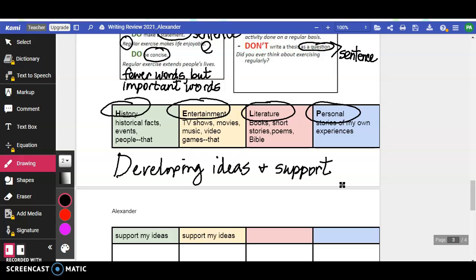Now, if you do not readily remember a historical fact or person, then I would say do not use a historical example or spend your time trying to brainstorm a historical example. Just skip that one.